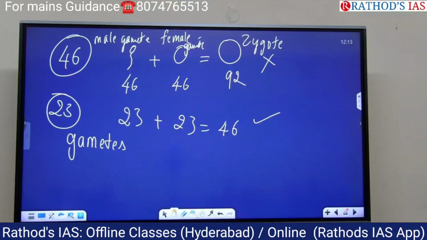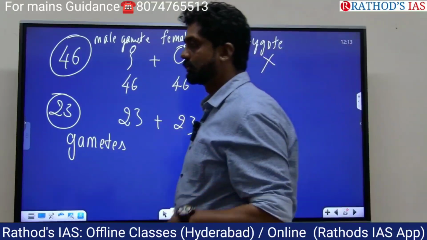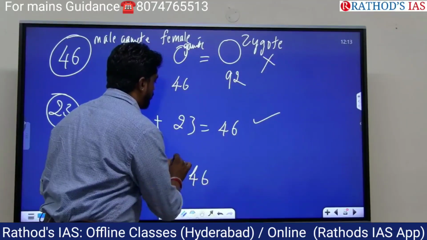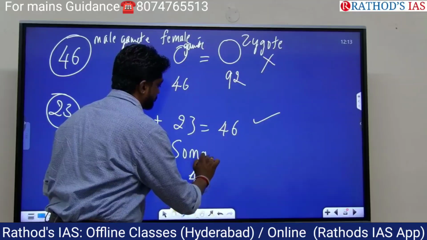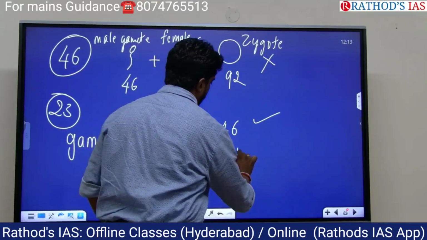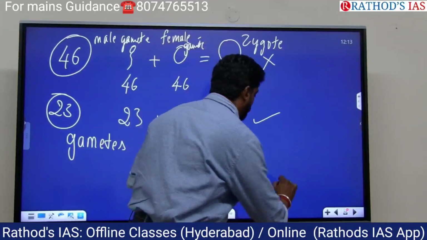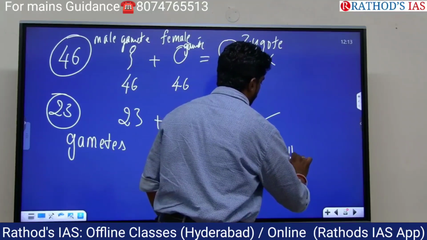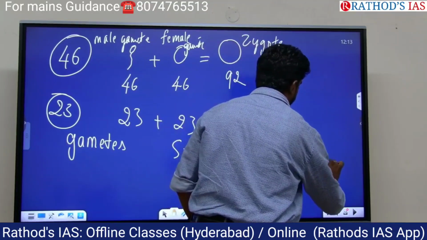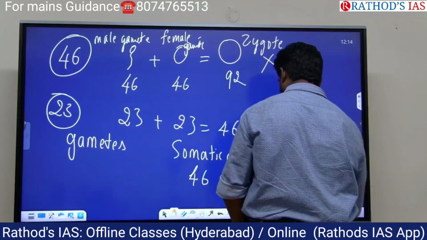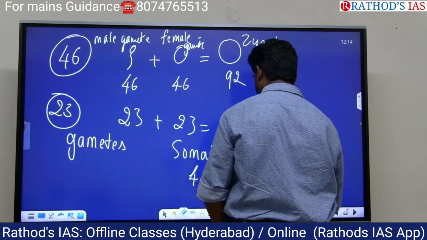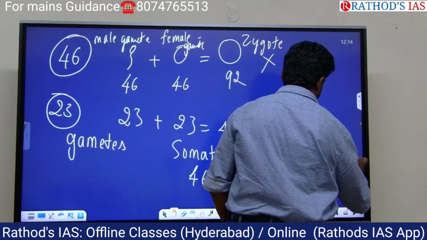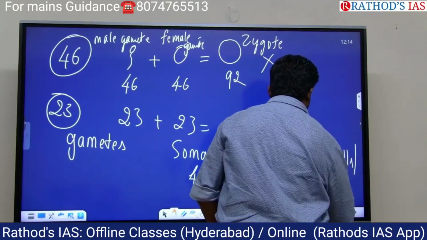Hence, the cells can be divided into two types. The cells which have 46 chromosomes are called somatic cells. And cells which have 23 chromosomes are called sex cells or germ cells, or they are also called reproductive cells.